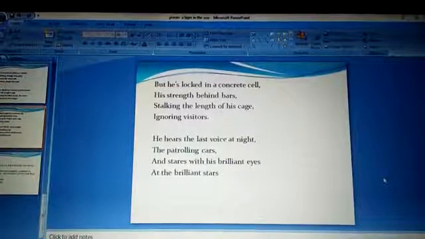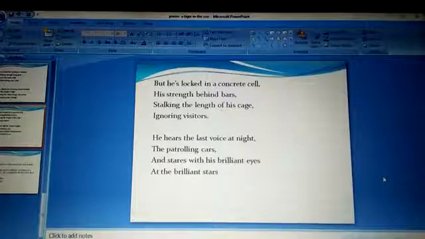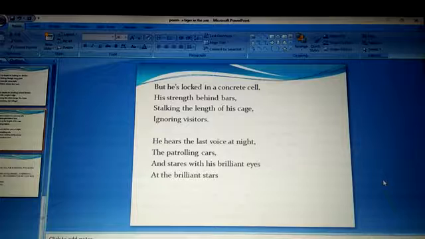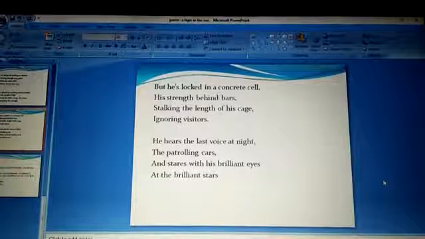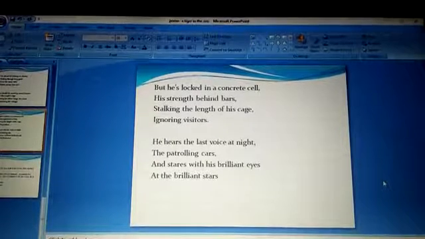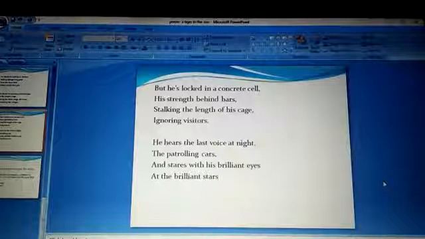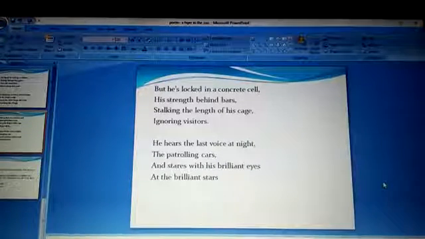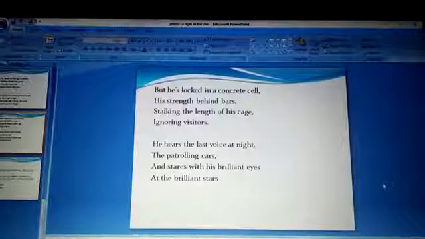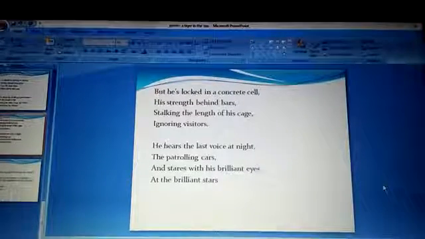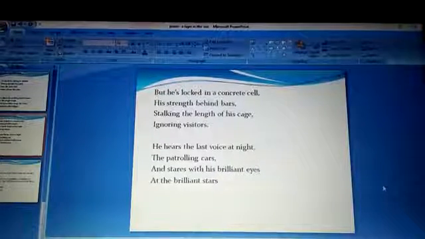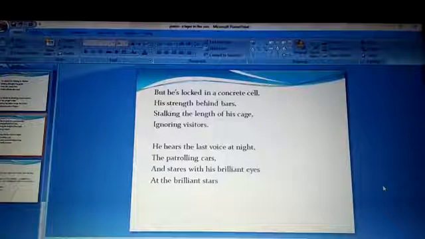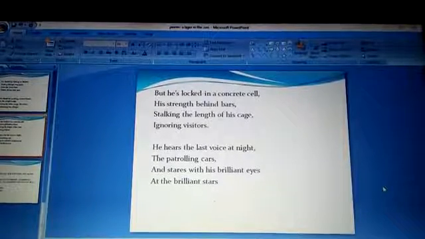And the last stanza says, he hears the last voice at night, the patrolling cars. I know you have heard, I know you know what patrolling cars means. So yes, he hears the last voice, during the night, the sounds of the patrolling cars, and stares with his brilliant eyes. That means with bright eyes like a brilliant star. Because he doesn't have any work other than staring, because this tiger is stuck inside a concrete cell.